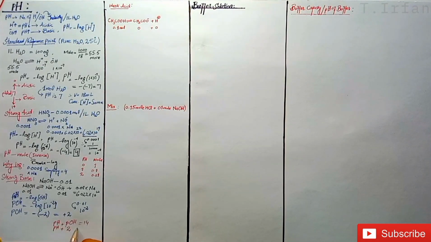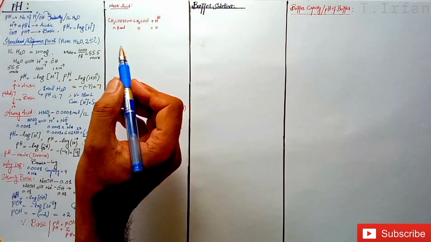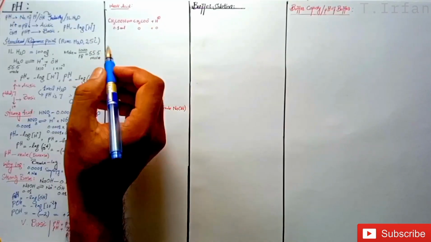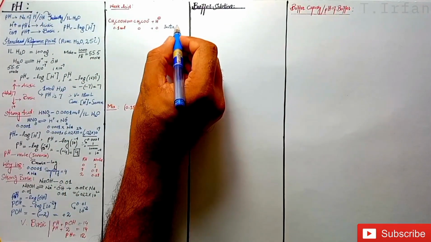Now by putting the value of pOH, we can find out pH, which is 12. This number indicates that sodium hydroxide is very basic. Weak acids do not completely ionize, and we cannot find out their pH by directly using the formula.